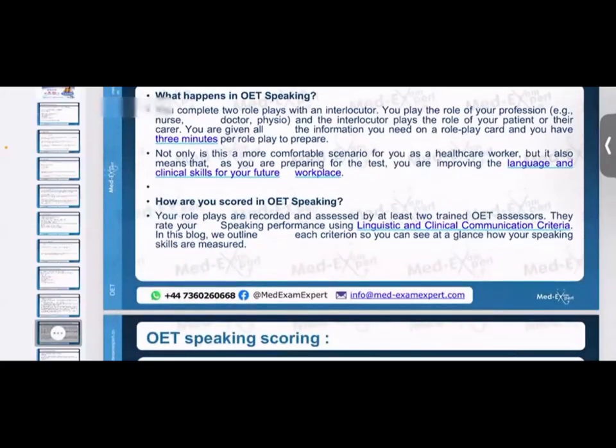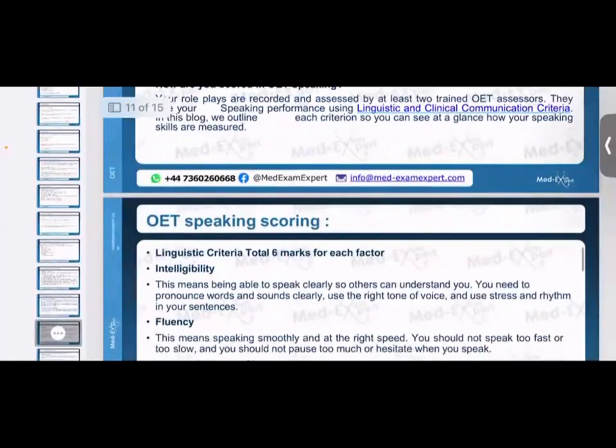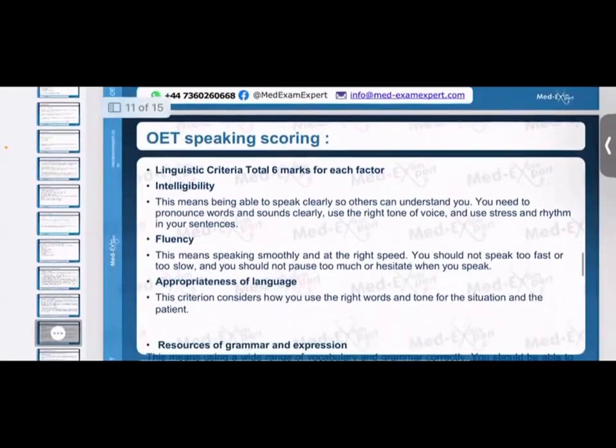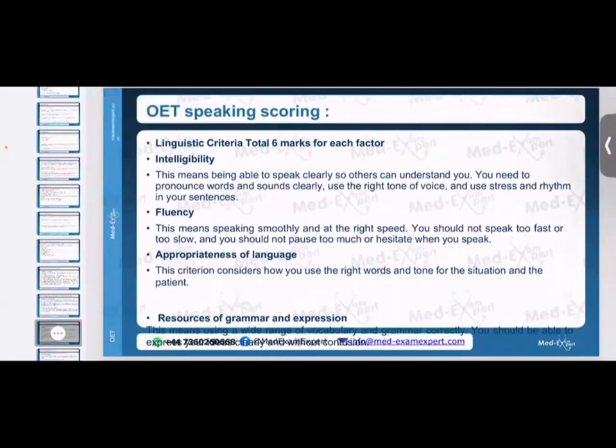So how are you scored in OET speaking? Your role plays are recorded and assessed by at least 2 trained OET assessors. They rate your speaking performance using linguistic and clinical communication criteria. So you will be assessed on 2 things, which are language and clinical communication. The linguistic criteria are worth 6 marks for each factor.